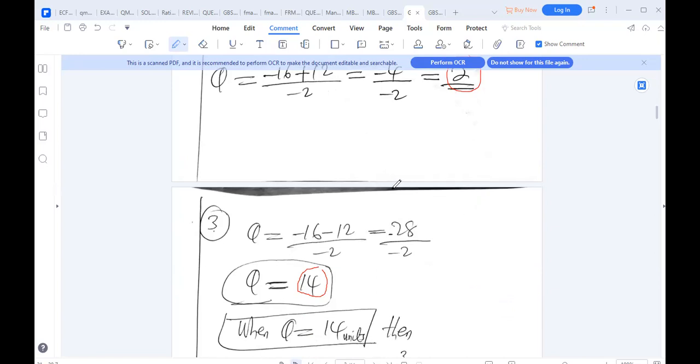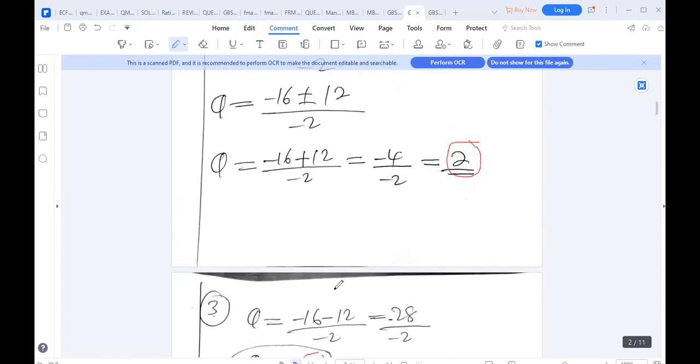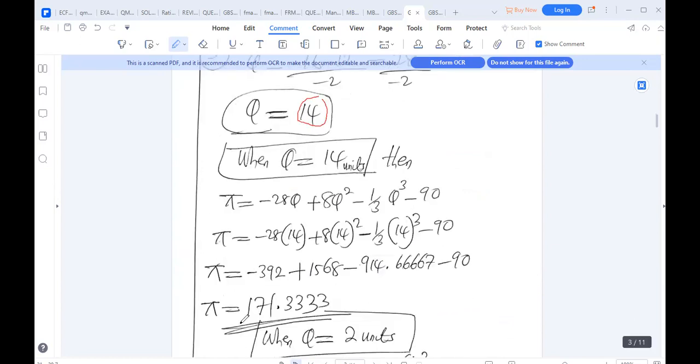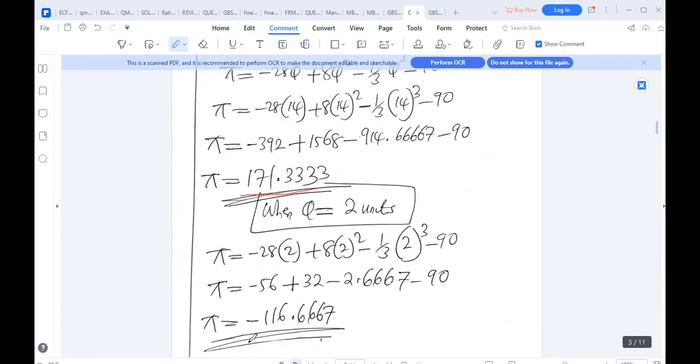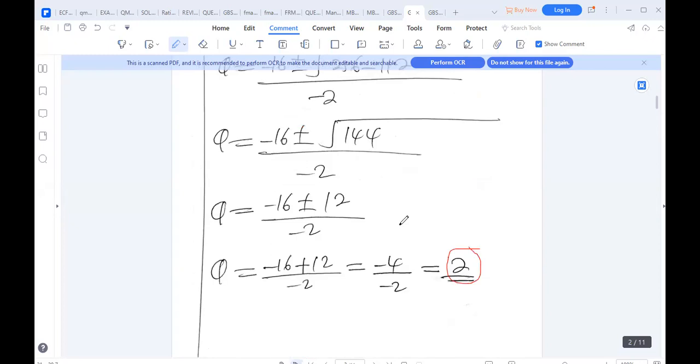Are we together? Then secondly, you can use the grade 1 way and substitute into the profit function, then pick the bigger figure. When you try 14, it will give you 171.33. When you try 2, it will give you a loss of negative 116.67. So which one of the 2 will you pick? You pick the 14. But if you're an economist and pass through my class, you will not do that guesswork.